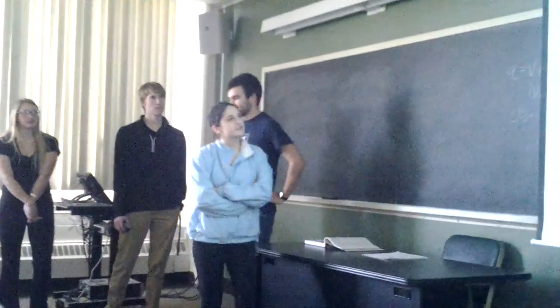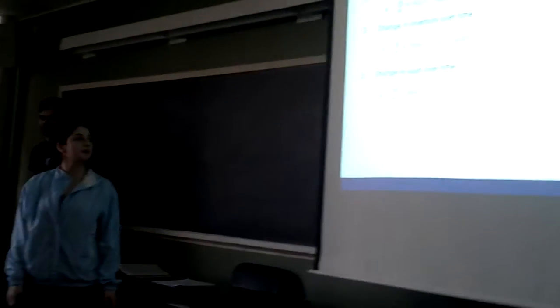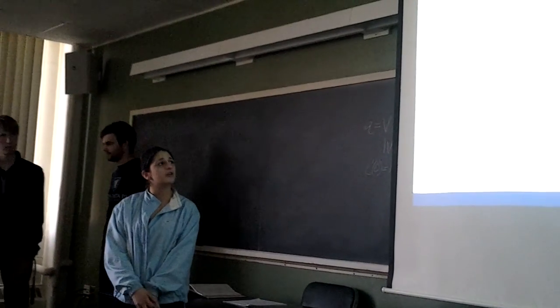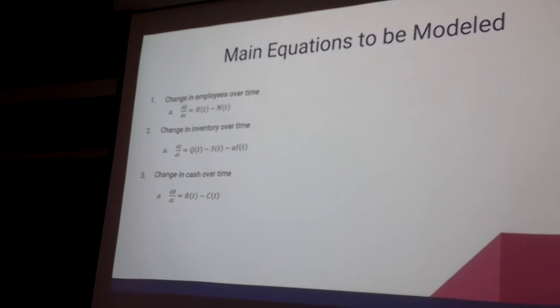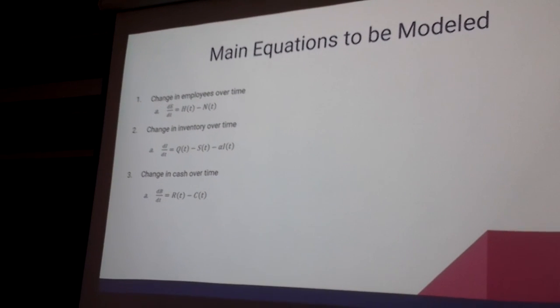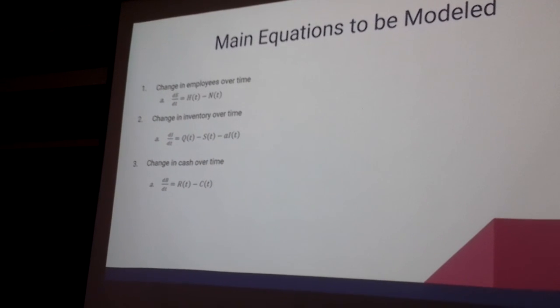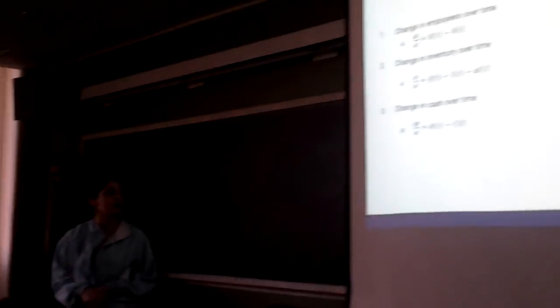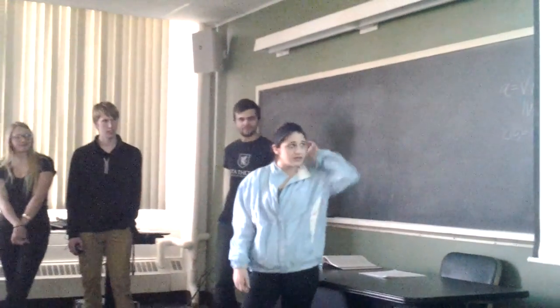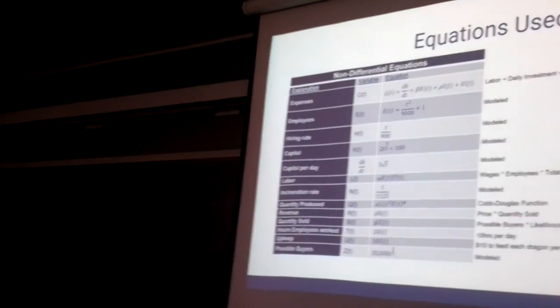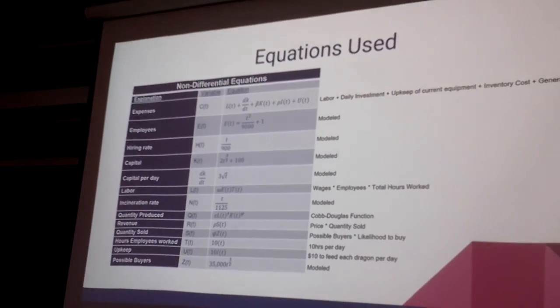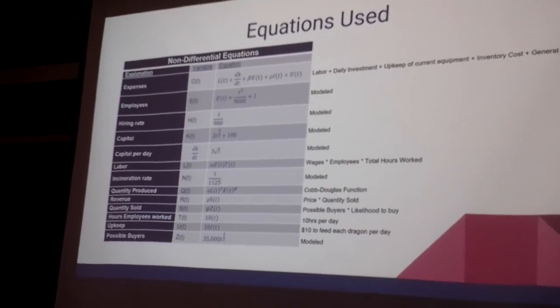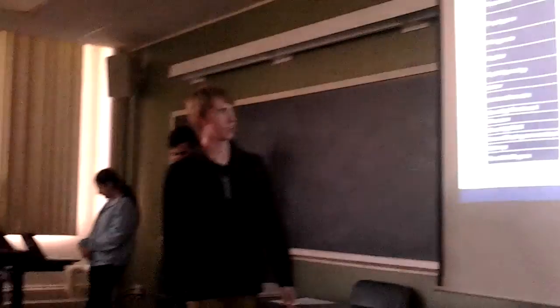Some of the main equations that we modeled is change in employees over time, which is just dE/dt, and so we took the hiring rate minus the incineration rate, and the change in inventory over time is dI/dt, and that's the quantity produced minus sold minus deterioration rate times inventory. And then change in cash flow over time is dB/dt, and that's revenue minus cost. And then we'll explain why there is an incineration. So we went through and we found a bunch of different equations.